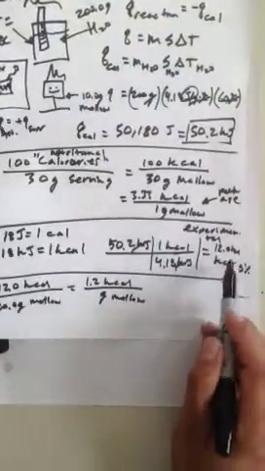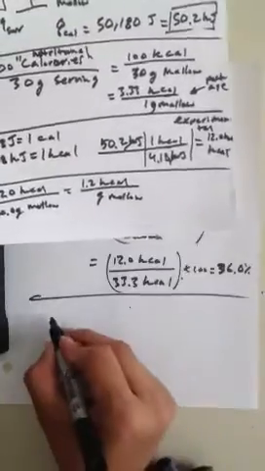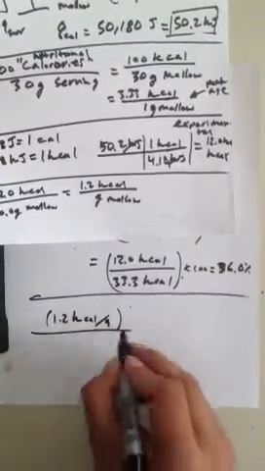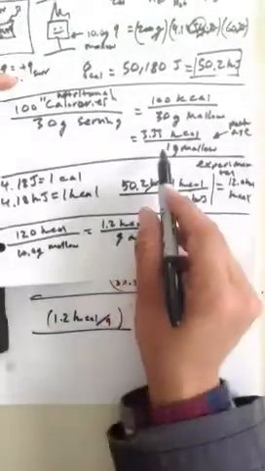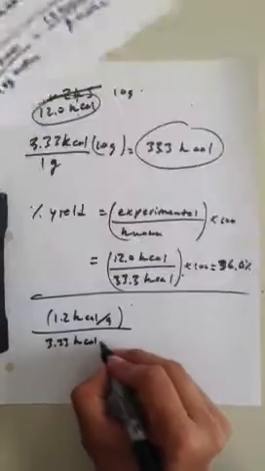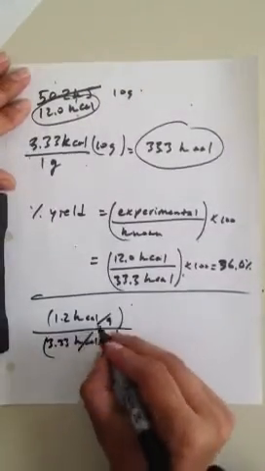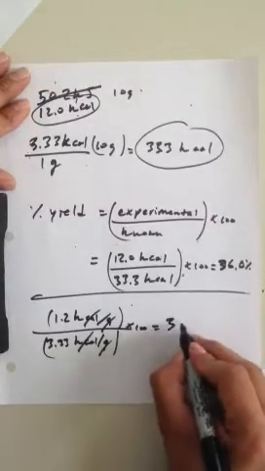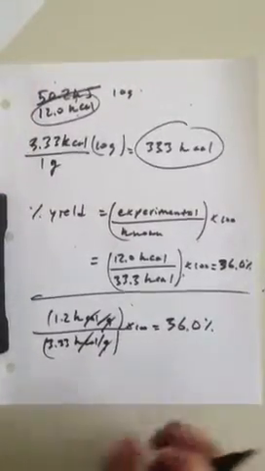You could also compare the kilocalories per gram to find the percent yield. Experimentally, we found 1.2 kilocalories per gram divided by, well, what it really should have been, 3.33 kilocalories per gram. Everything's going to cancel, and you're going to get the same number. So it's a choose your own adventure novel, okay, which is 36%.